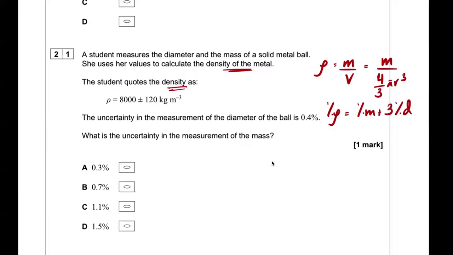So here I have these, so I can find out the percentage uncertainty. 120 over 8,000 times 100. This is 1.5% uncertainty here. The mass has an uncertainty that we don't know, right? We need to find this, and thrice of this much. So this is 1.5 minus 1.2, which is 0.3.